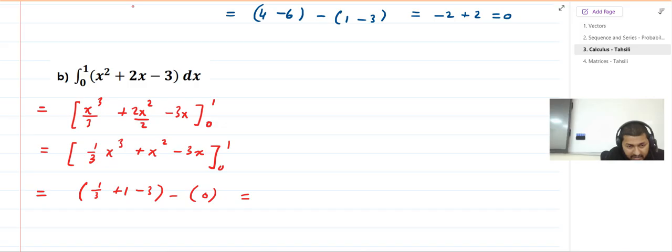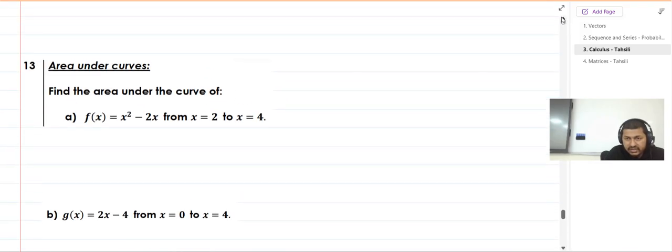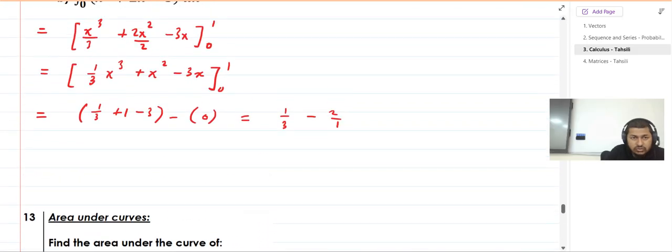Wait, I have 1 over 3 minus 2 over 1, right? No need for brackets here now, because 1 minus 3 is minus 2. So remember, I'm going to multiply the minus 2 times 3, right? So 1 over 3 minus 2 times 3, so 1 minus 6 is minus 5 over 3.